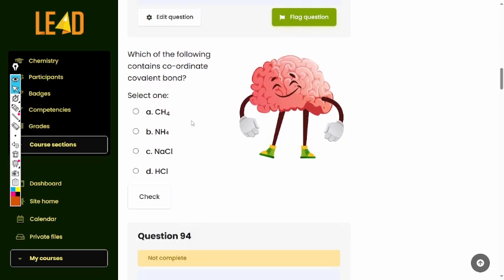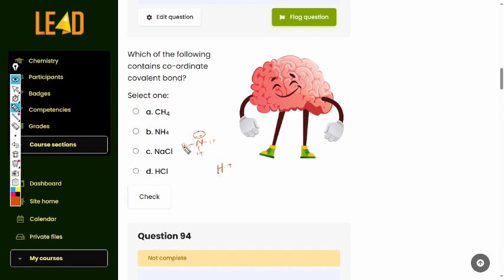Question 93. Which of the following contains coordinate covalent bond? Okay. So methane is formed from a covalent bond between carbon and hydrogen. This is ammonium, NH4. And ammonium is gotten from NH3 and H+. Okay. So it's gotten from NH3 with a lone pair of electrons here. And then H+. H+ is a proton because it has no electron. So this lone pair of electrons will be shared between both of them. Then you get a dative bond or a coordinate covalent bond.